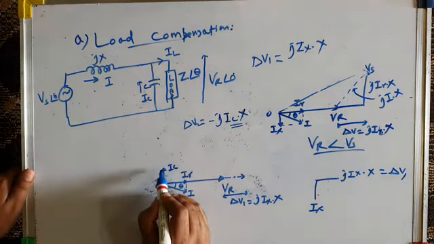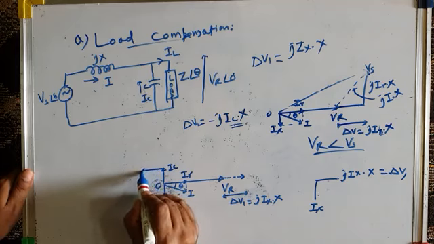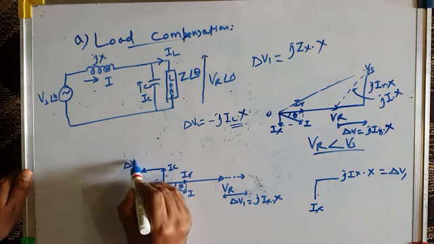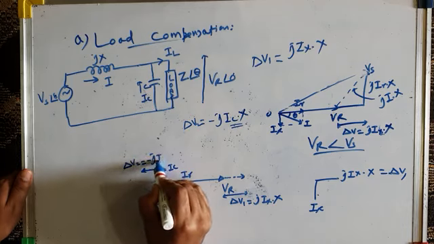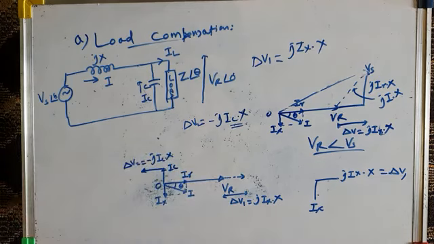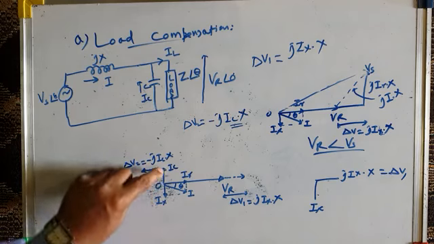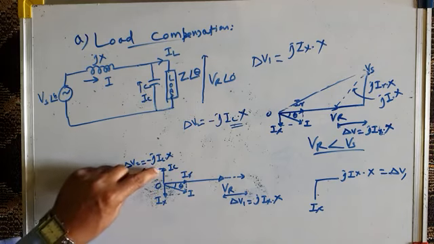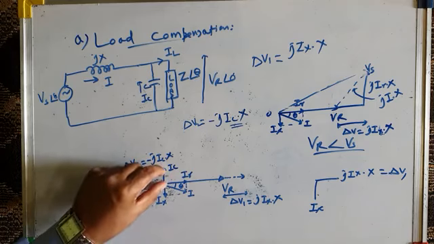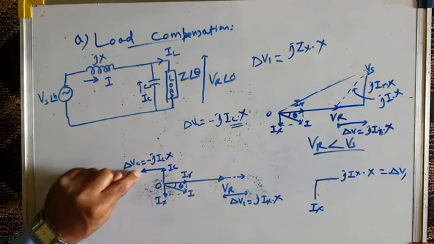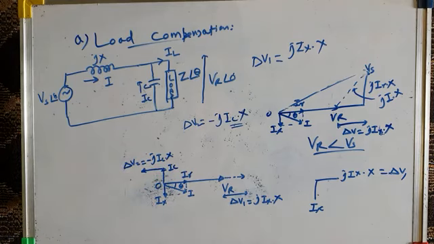So where will that delta V2 be? That will be like here. This is delta V2 equal to minus jIC into X. Again, you can see this is a capacitive current, and this is the voltage drop due to the capacitive current. This voltage drop is leading the current by 90 degrees, or this IC is lagging delta V2 by 90 degrees.